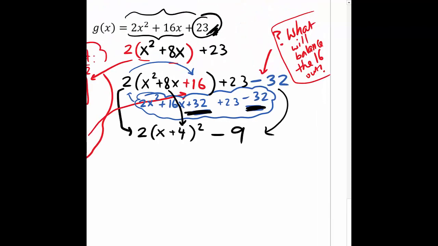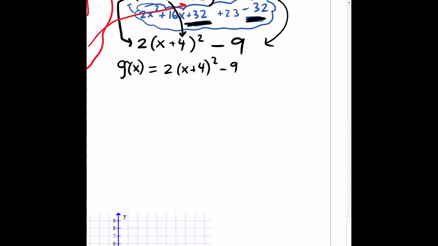So there it is. This function g of x can now be written as 2 times x plus 4 squared minus 9. There we go. Whew, and now we're home free. Now it's just like in the previous section. The vertex of this guy: change the sign of 4, that's negative 4. Keep the sign of negative 9.